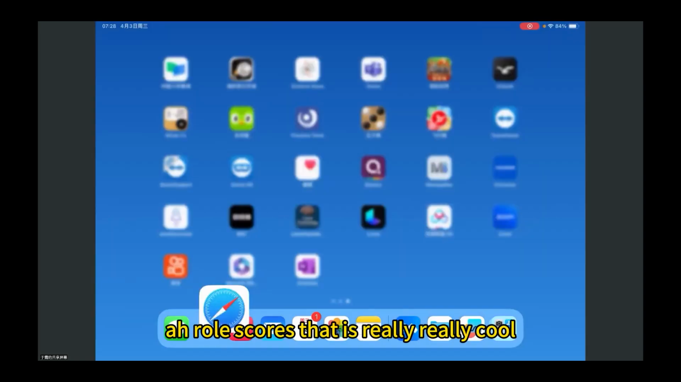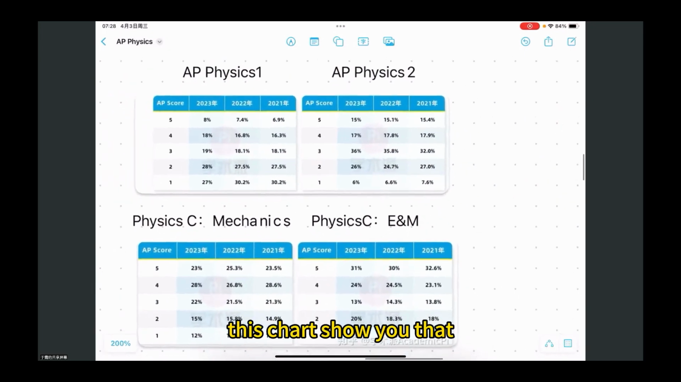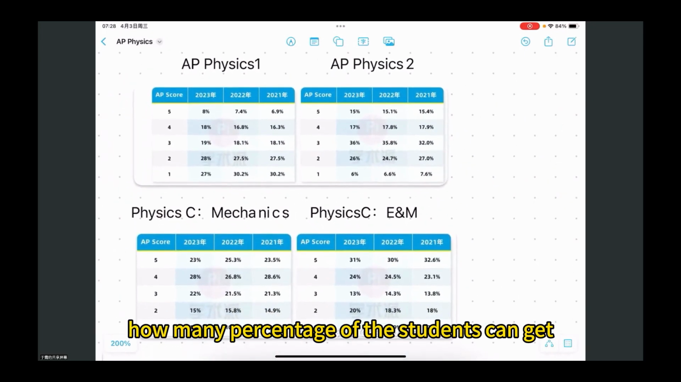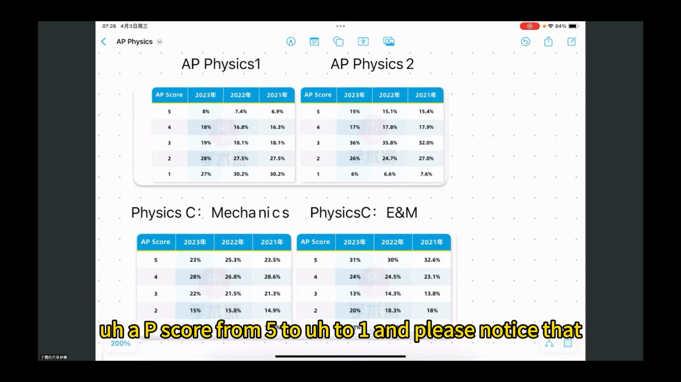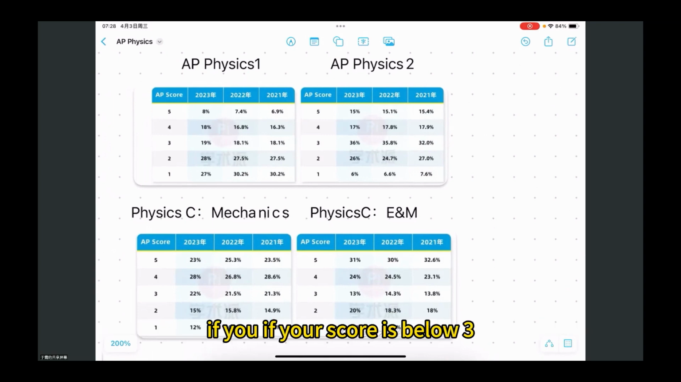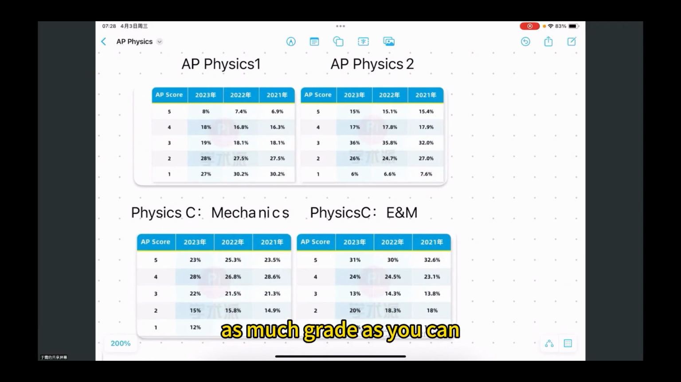That is really cool. And this chart shows you what percentage of students get each AP score from 5 to 1. Please notice that if your score is below 3, it won't work for college applications. So try your best to get as high a grade as you can, at least above grade 3.